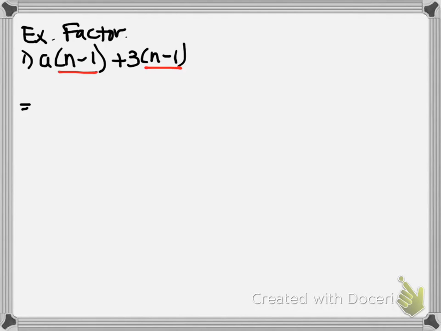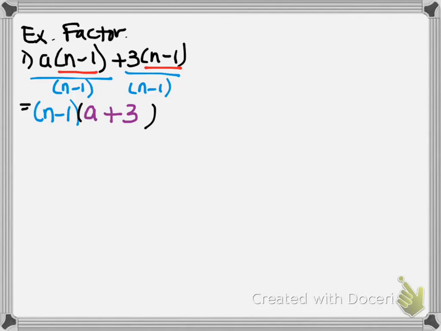So I'm going to divide both of these by the quantity n minus 1. I'm going to put that binomial in the front, because that's what you do with a GCMF, pull it out. And then to figure out what gets left behind, look what ends up happening. On the first one, when we divide a times the quantity n minus 1 by the quantity n minus 1, all that's left is a. And then what do I get when I divide positive 3 times the quantity n minus 1 by n minus 1? We get positive 3. Or, if you notice, it's just the coefficients that are in front of those two binomials, including the sign in front of the second one. And that's what we do.